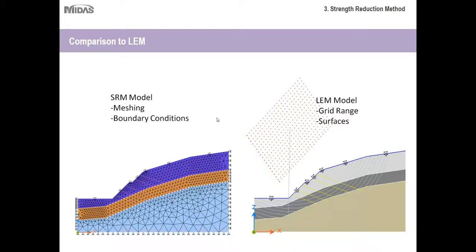But just keep in mind that the main differences between these two are, you don't have to do any meshing with the limit equilibrium model. You don't even have to create any boundary conditions. It's just a matter of getting your geometry right, getting your material parameters right, and then creating an accurate or an efficient arc failure surface and grid range.